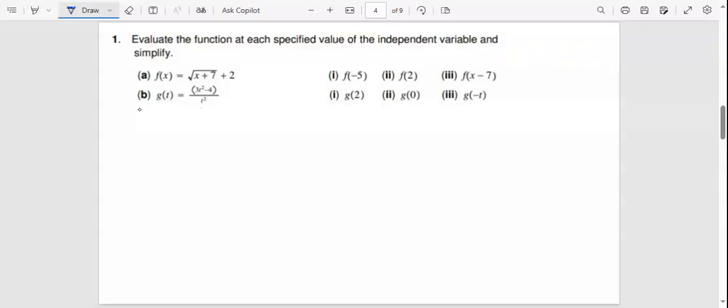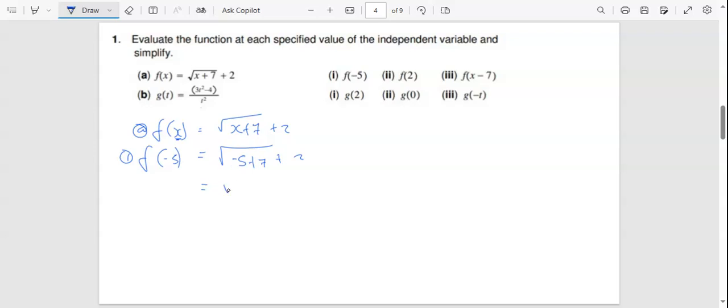Okay, so the question says evaluate the function at each specified value of the independent variable and simplify. So we have a function here. The function is f(x) equals root of x plus 7, then plus 2 outside. For number one, they are asking for f of negative 5. So wherever there's x, we'll put negative 5. So we'll put negative 5 there plus 7, then plus 2 outside there.